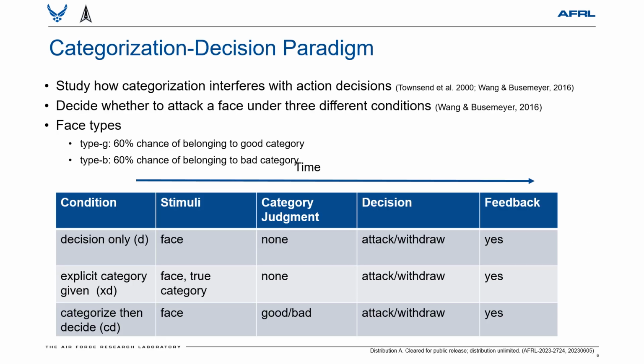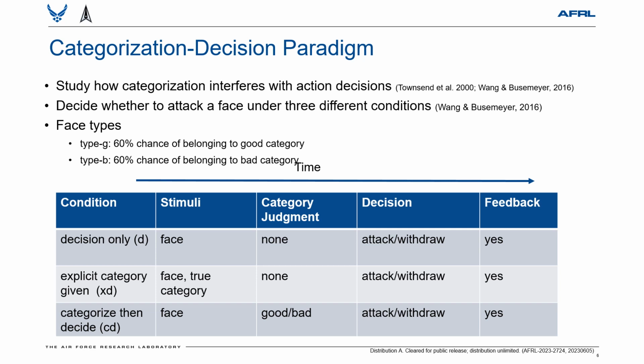The categorization decision paradigm is commonly used to study how categorization interferes with subsequent decision-making. On each trial, participants see a face and must decide whether to attack or withdraw under three different sets of instructions. The faces belong to either the good category or the bad category. Participants do not know the category to which each face belongs. However, they can infer the category from facial features such as width. For simplicity, we will define type G as a face associated with the good category and type B as a face associated with the bad category.